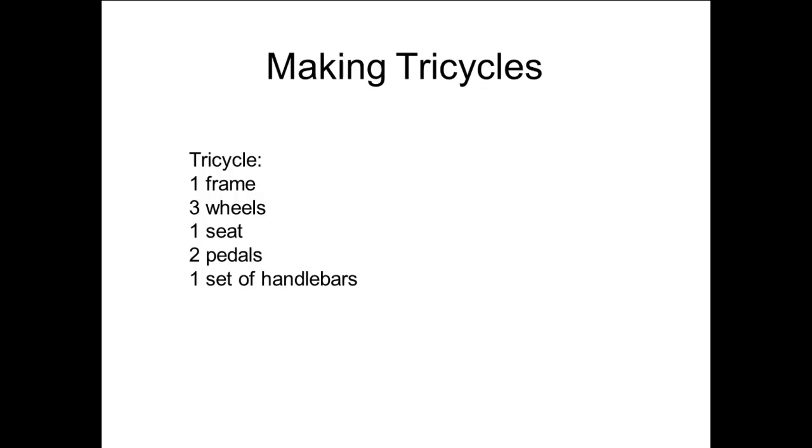Suppose, just for the sake of argument, that I am a maker of tricycles. In order to make a tricycle, I need one frame, 3 wheels, let's assume they're complete with spokes, tires, and tubes, 1 seat, 2 pedals, and 1 set of handlebars. Let's also suppose that I have in my inventory 120 frames, 390 wheels, 85 seats, 500 pedals, and 100 sets of handlebars. How many tricycles could I make?